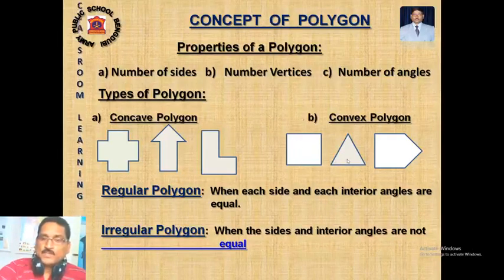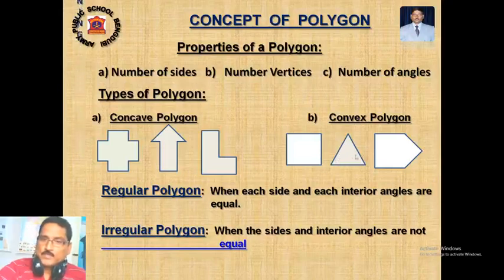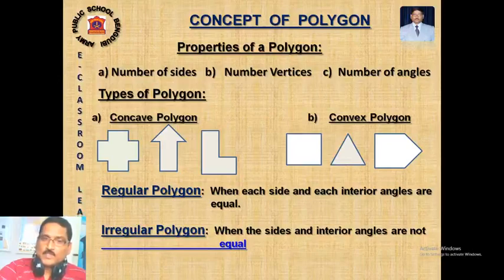It is an equilateral triangle. All its sides are equal and all its angles are also equal. So the first regular polygon is the equilateral triangle. Okay, a regular convex polygon is the equilateral triangle.